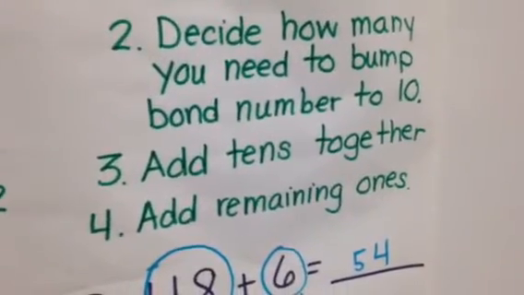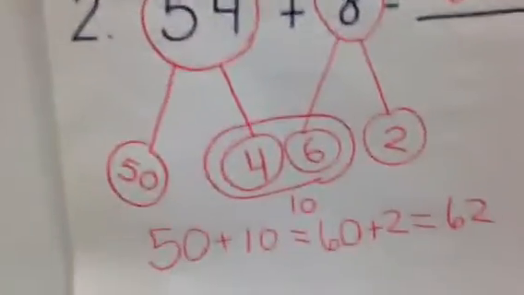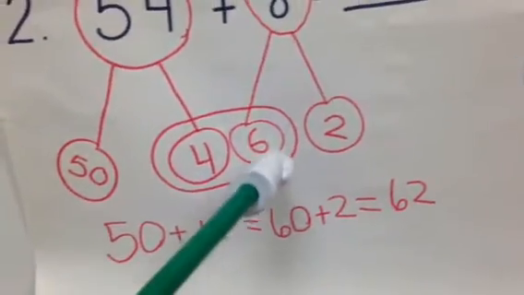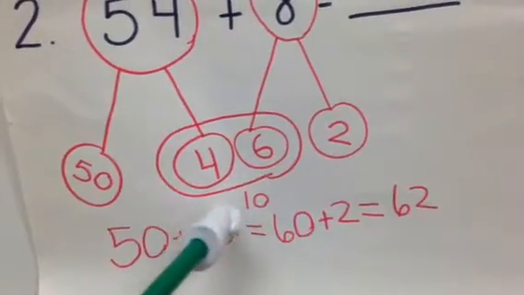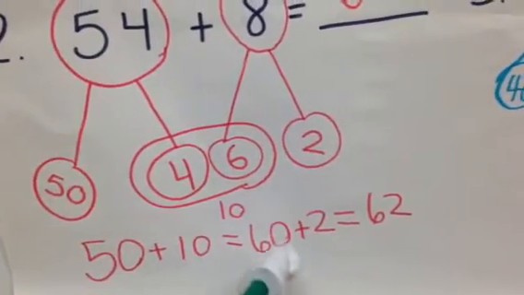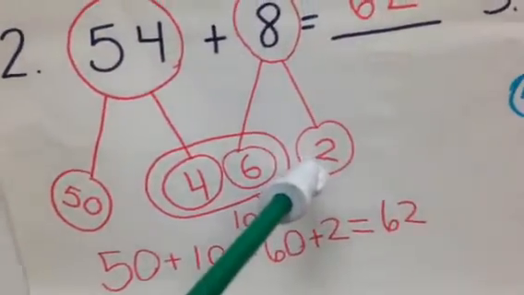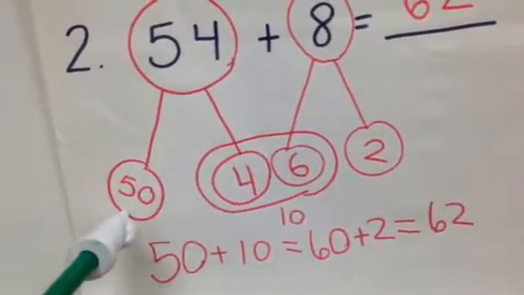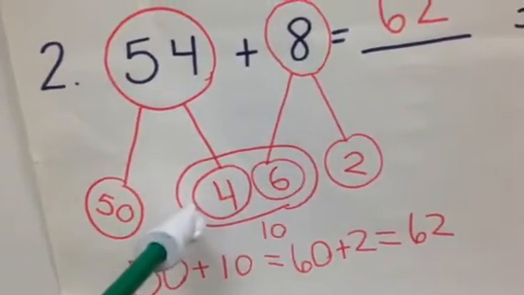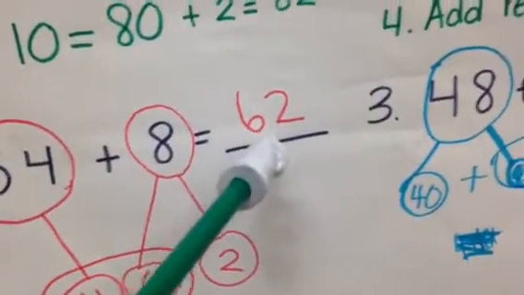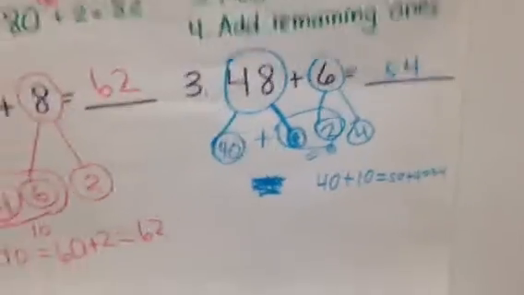We now need to add the 10s together. So let's take a look. 50, I write it down here, plus our 10, it will always be 10, equals 60. Then we need to add the remaining ones. We need to add what's left over because we used the 50, we added that to the 10, the only thing left over is 2. Your answer is 62.